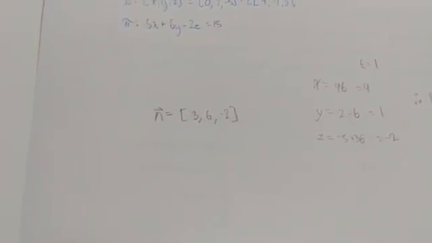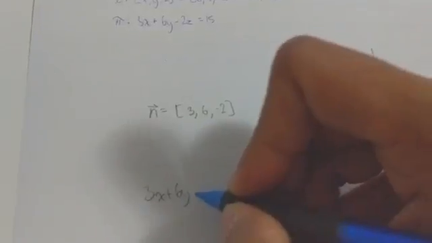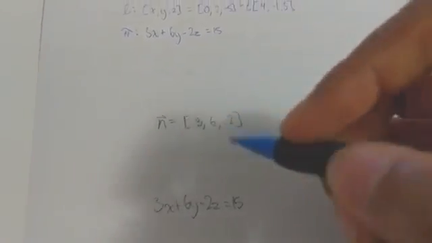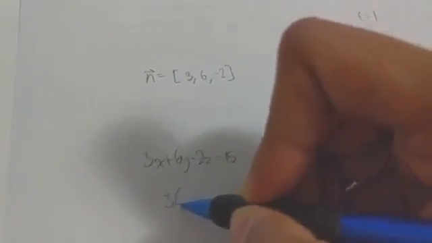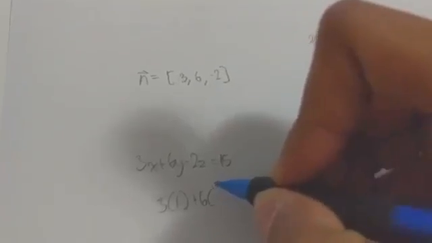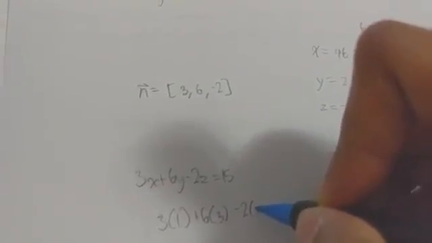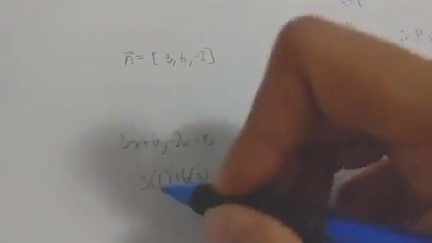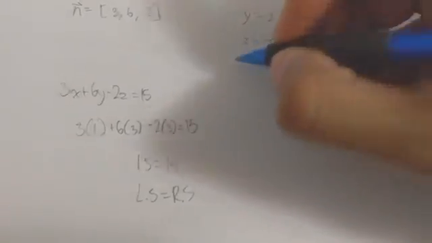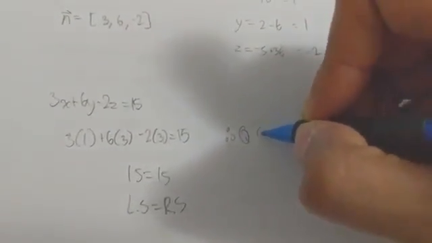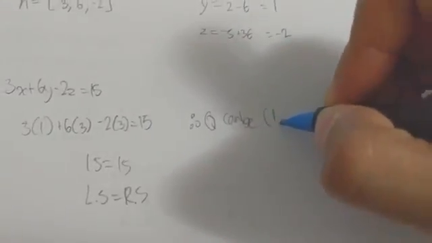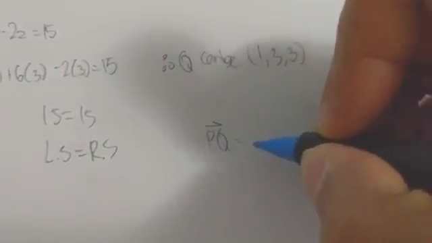So now we need to find a point on the plane, and we need to find points that satisfy this scalar equation. So 3x plus 6y minus 2z is equal to 15. So we need to find points that make it so that left side is equal to right side. And those points are 1, 3, and 3. Because solving all of this gives you a value of 15, and therefore left side is equal to right side. Therefore, the point Q can be 1, 3, 3.